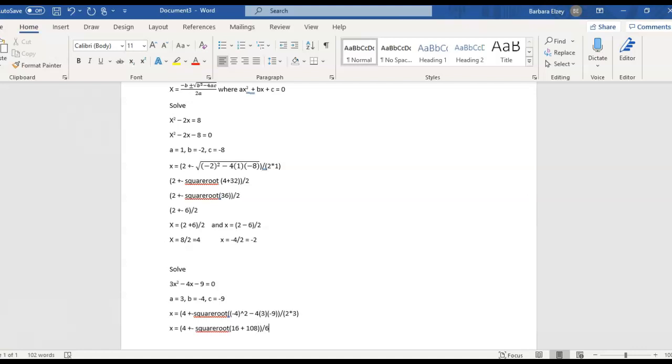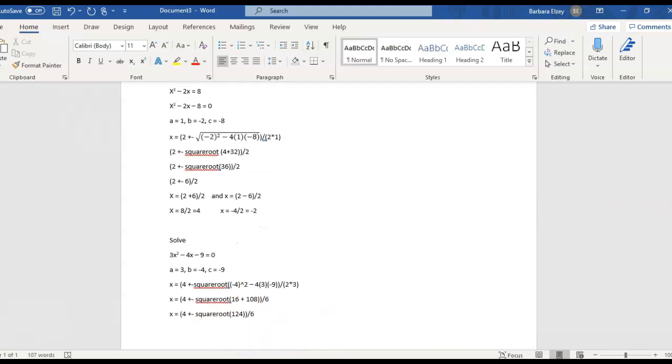Okay, now let's finish off what's in our square root, and then we'll go to our final answer here. 4 plus and minus the square root of 124, all over 6. Now, we can probably break down 124. I can tell that 4 goes into it. 4 goes into it 31 times. So probably 4 times 31 is all we can do there. So let's break it down into 4 times 31.